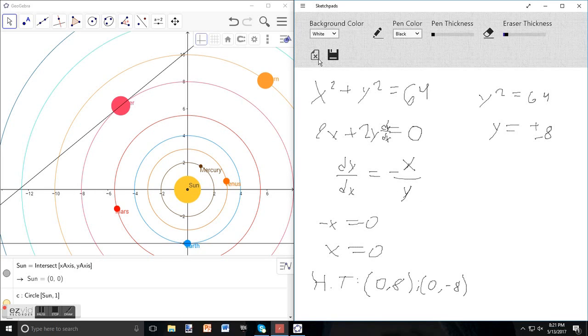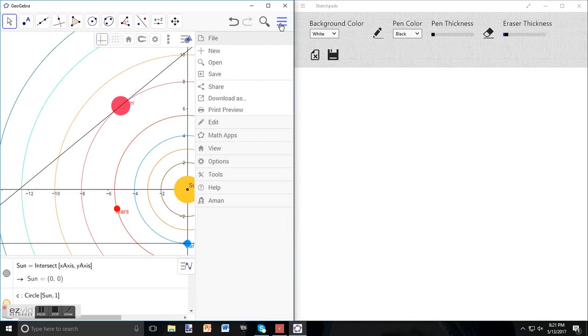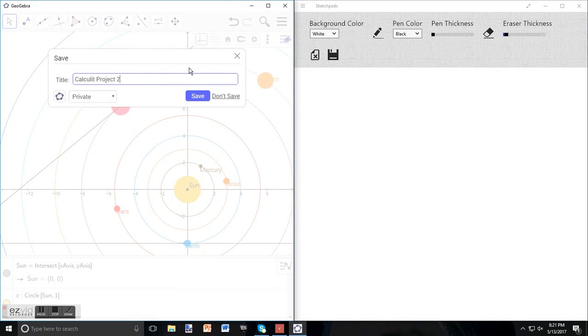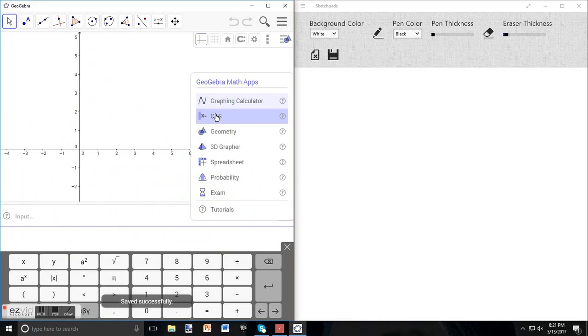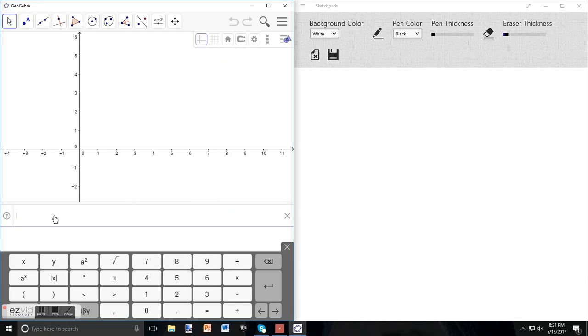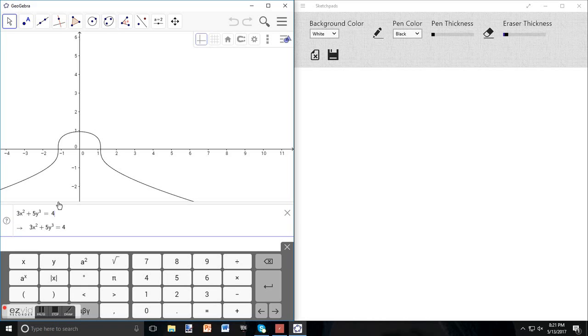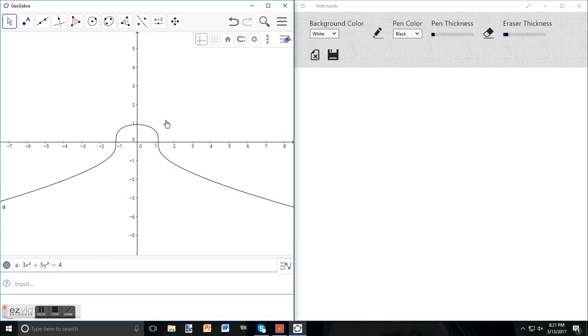Let's say there's a bit more complicated one. Bear with me while this saves. Alright, now we have a new graph. Let's say it's 3x squared plus 5y cubed equals 4. This is kind of a strange looking graph, but just like any other, we can find the horizontal and vertical tangents by using calculus.